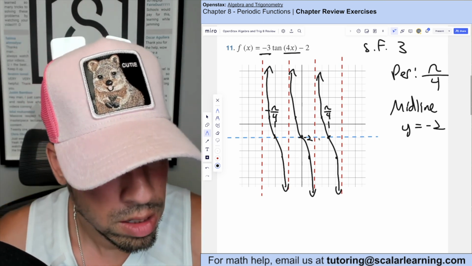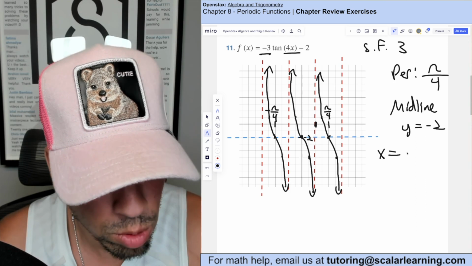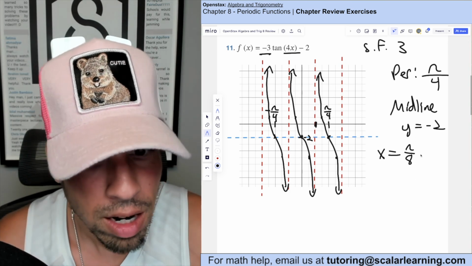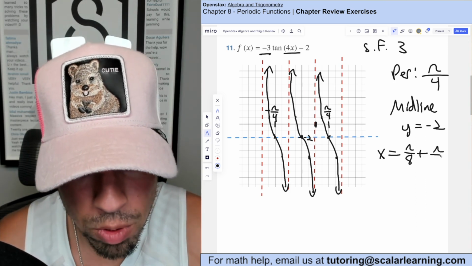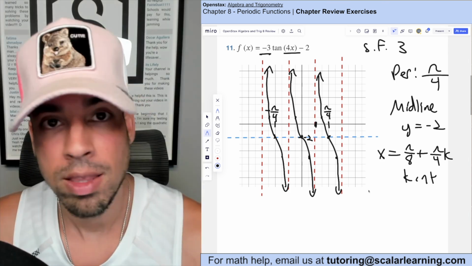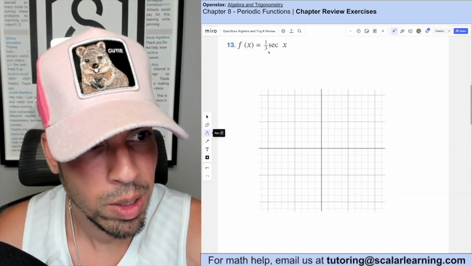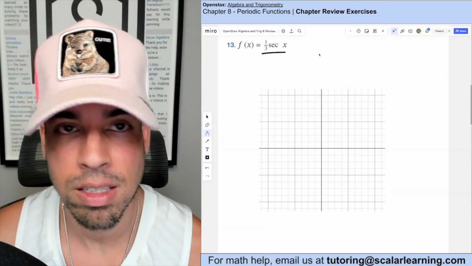And the last thing we need is an equation for the asymptote. So I've got 1 here. Again, this is pi fourths. So I got an asymptote here at pi eighths. And then they're occurring in multiples of pi fourths. So pi fourths times k, where k is any integer. And that's how you make the graph for number 11. Boom, done.